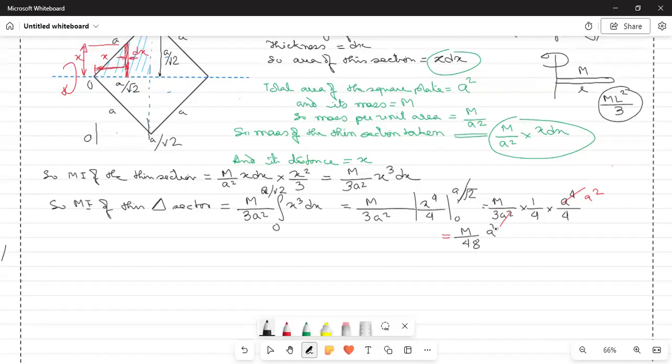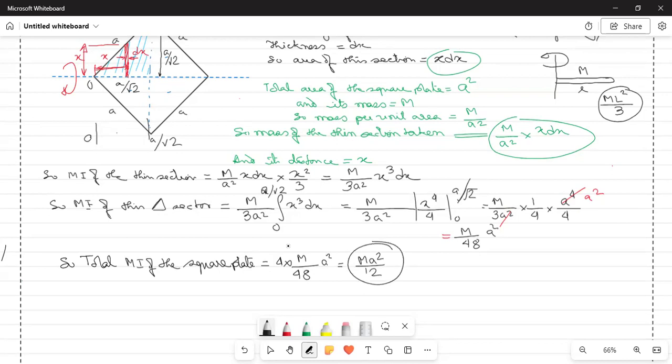So this is the moment of inertia of one triangle. So the total moment of inertia of the square plate is 4 times this. This is 4 multiplied by m a square by 48. This is m a square by 12.